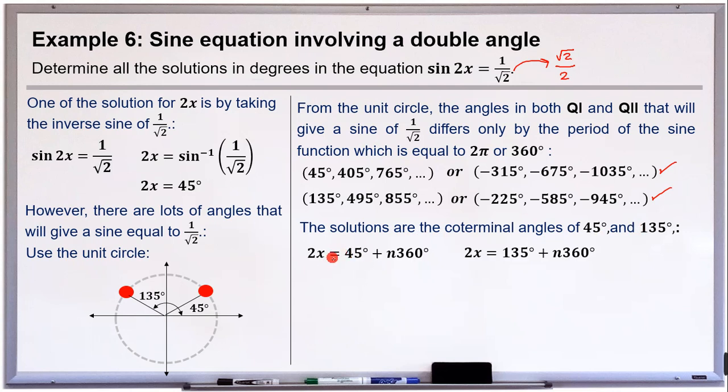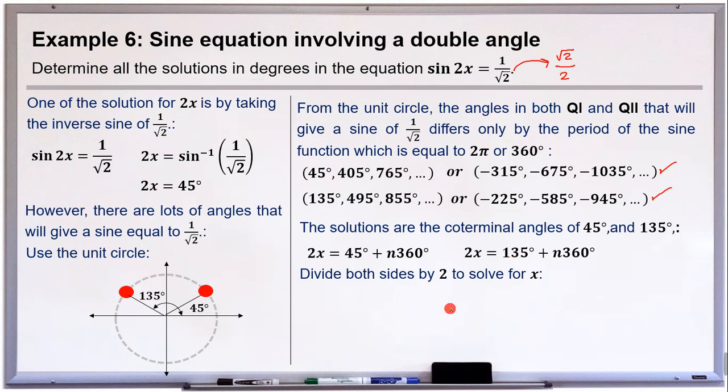2x. By the way, in this part, this is not yet the final answer. It's because these angles are just equal to 2x. But our task is to solve for x. So you need to divide these expressions by 2. So here we have 2x equals 45 degrees plus n times 360 degrees, the period of sine, and also with the 135 degrees.